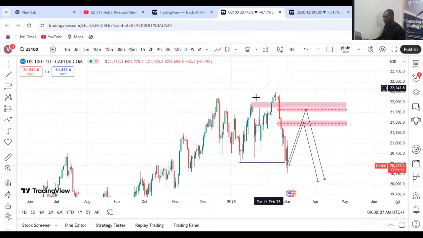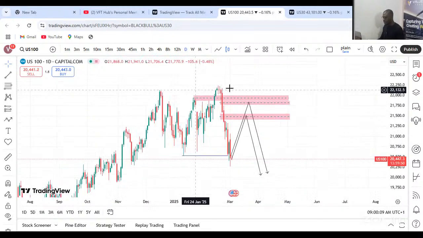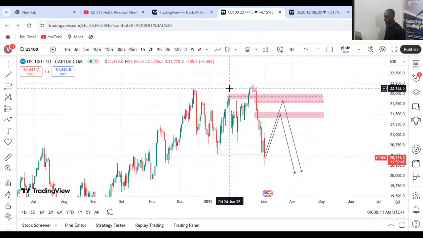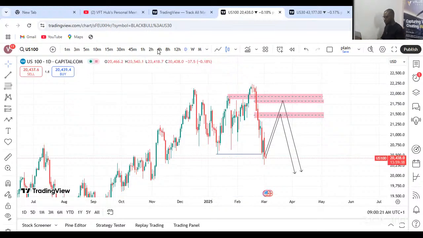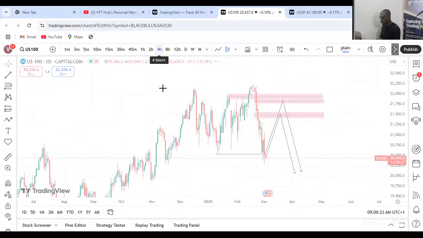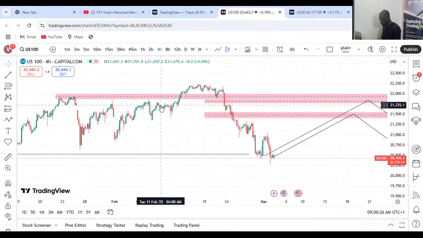Of course, these are temporary sell-offs in the market, but as it stands today, this is what the market is giving us in terms of technical analysis, right? Let's go to the 4-hour time frame and see if we have something very interesting for us to trade on in terms of the 4-hour time frame.